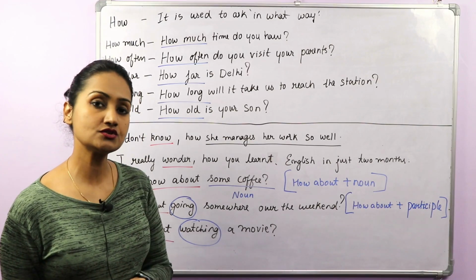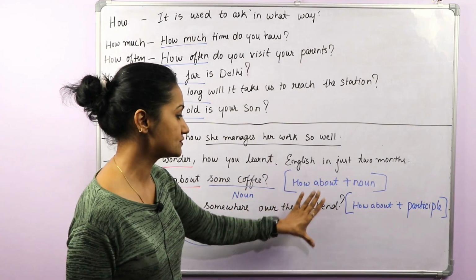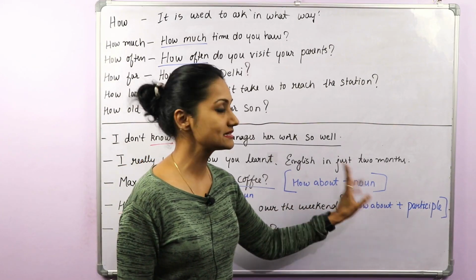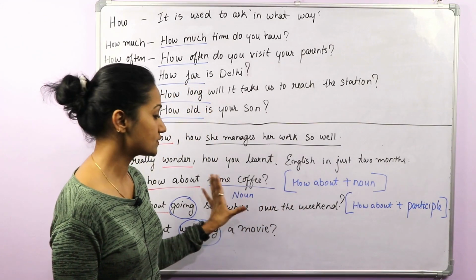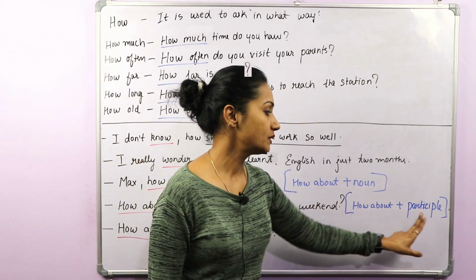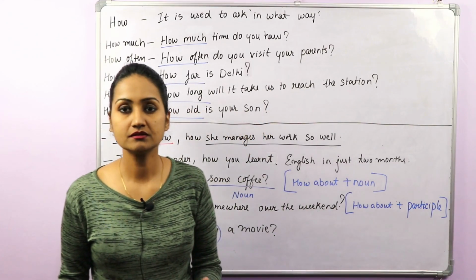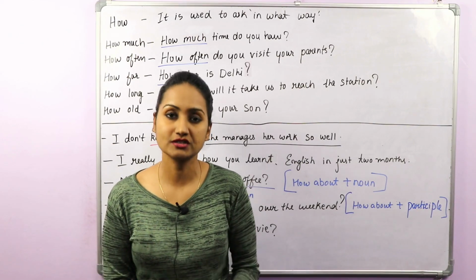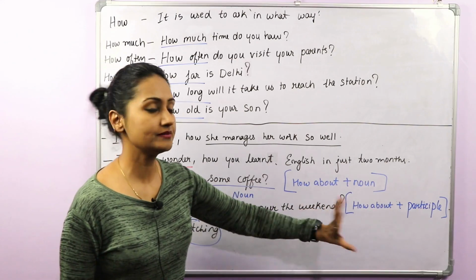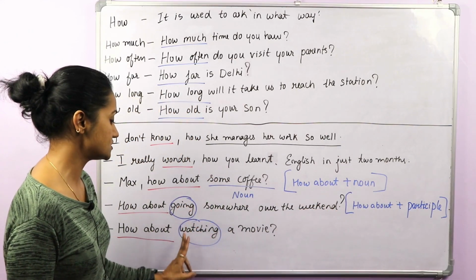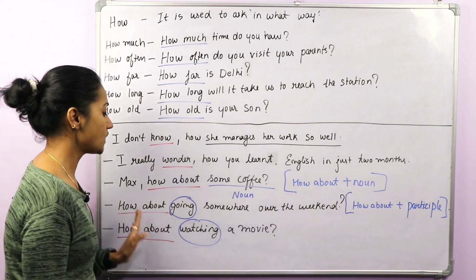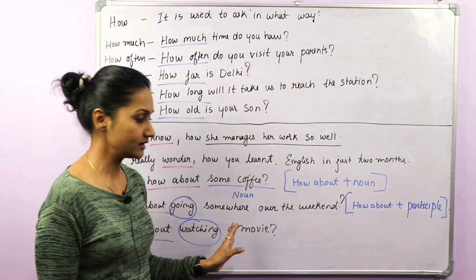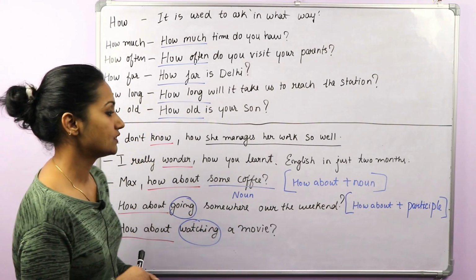Now one thing you need to remember over here, that we have two rules. One is when you use how about with a noun, then how about plus noun. And when you're not using it with noun, then you'll use it with participle. Now what is a participle? So participle is a word which is formed from a verb and used as an adjective. So basically any verb with base form and ing. Go ing, watch ing, going and watching. So how about going somewhere over the weekend? How about watching a movie? So this way you can use how about for suggestion.